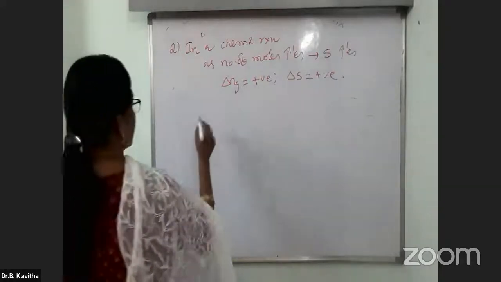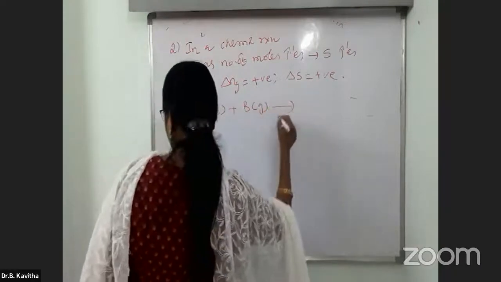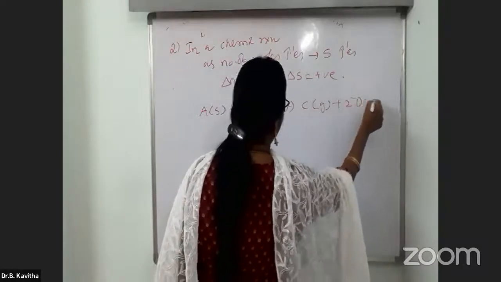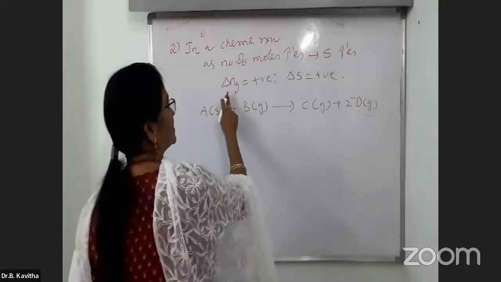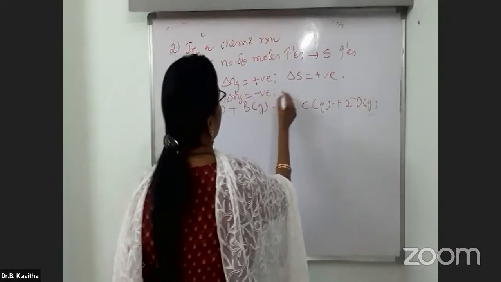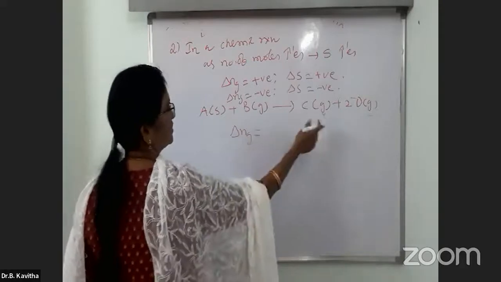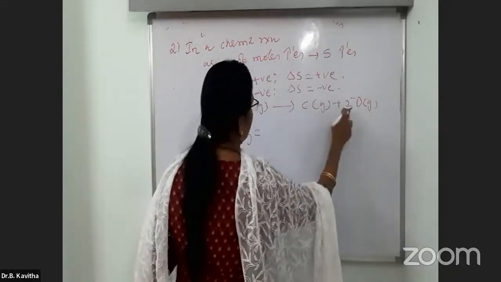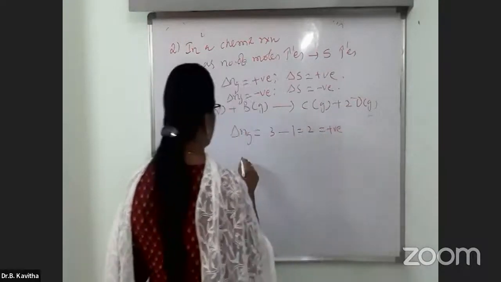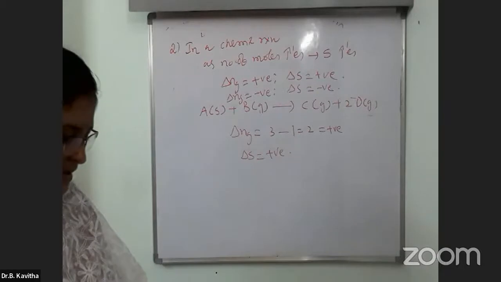Like if we take a simple reaction, A, which is in solid state, plus B, which is in gaseous state, it gives C, which is in gaseous state, and 2 moles of D in gaseous state. Then మనం delta Ng calculate చేసాం అనుకోండి. If delta Ng is negative, delta S is also negative. What is delta Ng of this reaction? Gaseous state lో only products 1 plus 2, 3, and reactants only 1. 3 minus 1 is 2. It is positive. Therefore, delta S also increases.